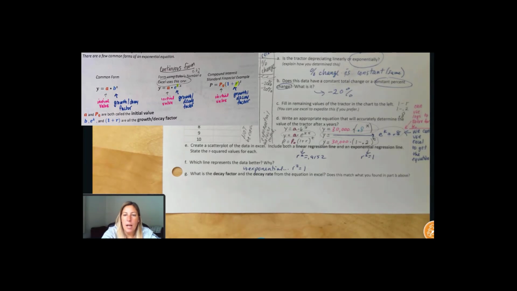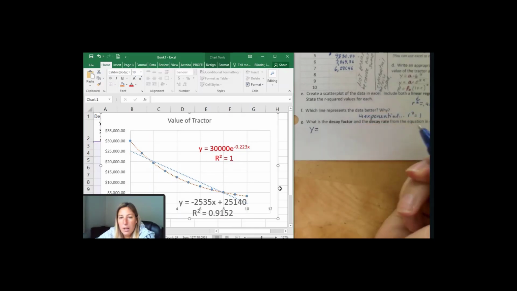Now, the next question: what is the decay factor and the decay rate from the equation in Excel? Does this match what we found in part B above? Let's go ahead and grab that equation from Excel.